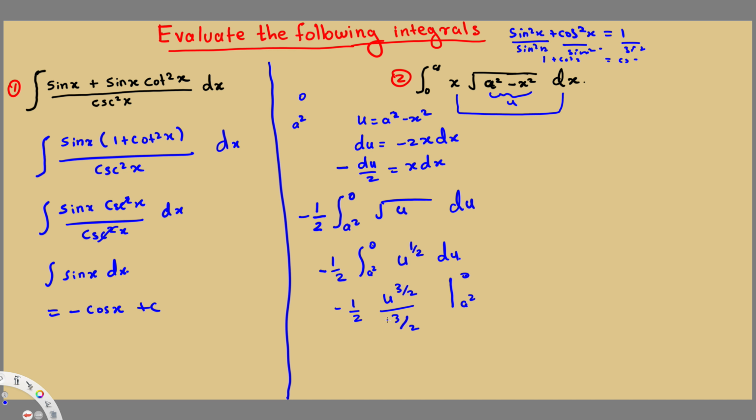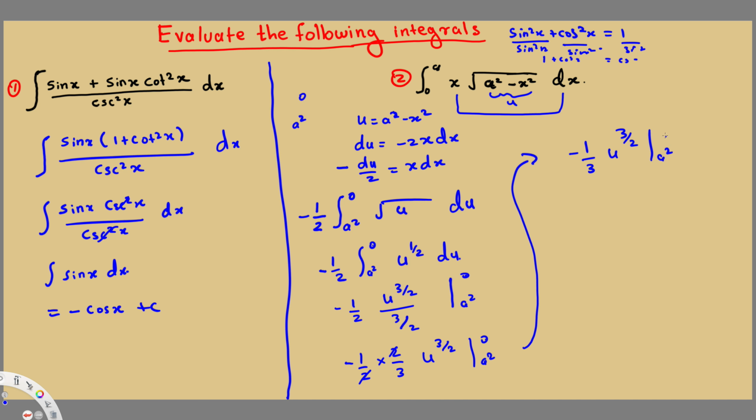So let's see what we can cancel right here. 1 over 2, we can flip this one. 3 by 2 is going to be 2 by 3, and u power 3 by 2 going from a square to 0. Here we can cancel the 2 and 2, and we are left with minus 1 over 3. So minus 1 over 3 u power 3 by 2 going from a square to 0. Let's substitute these values and see what we get.